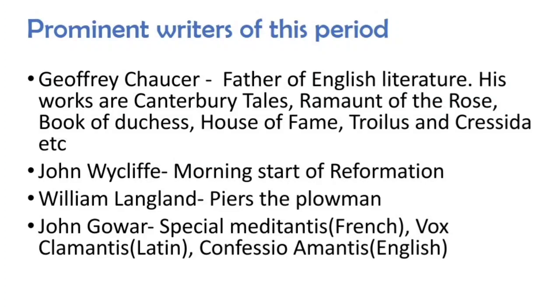He has written many important works. The three chief works of Gower are noteworthy. His first poem is Speculum Meditantis, which was written in French. The second is Vox Clamantis, which was written in Latin. And his third is Confessio Amantis, which was written in English. So, these were some important writers who existed during the period of Chaucer.